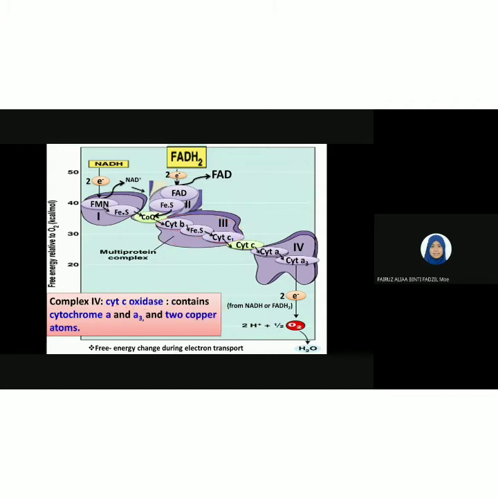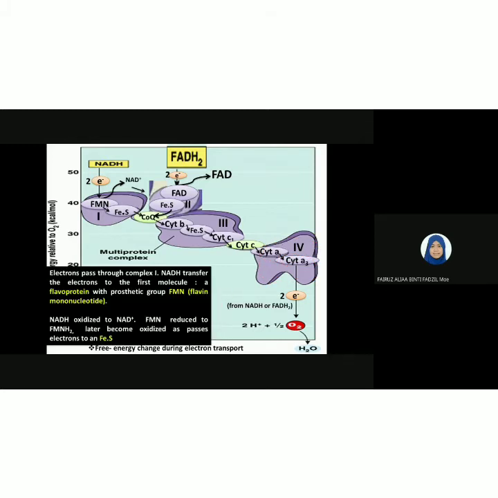Next one, we have complex 4. Complex 4, also known as cytochrome C oxidase, contains cytochrome A and also cytochrome A3 here. And also in this complex, not shown in the diagram, are 2 copper atoms, Cu, also in this protein complex, but it's not shown in the diagram.